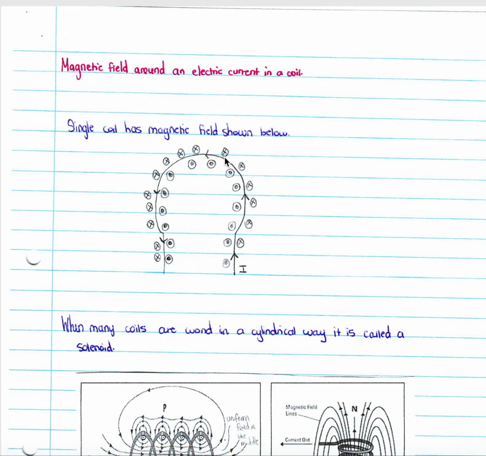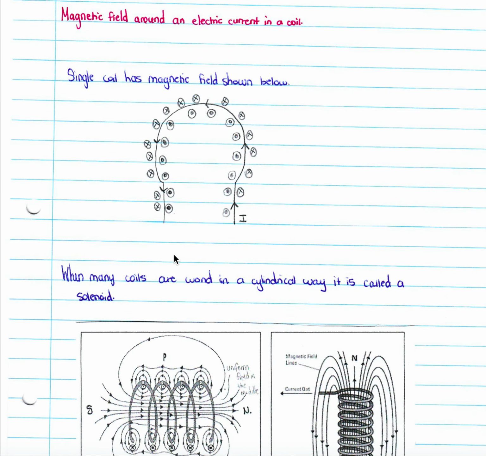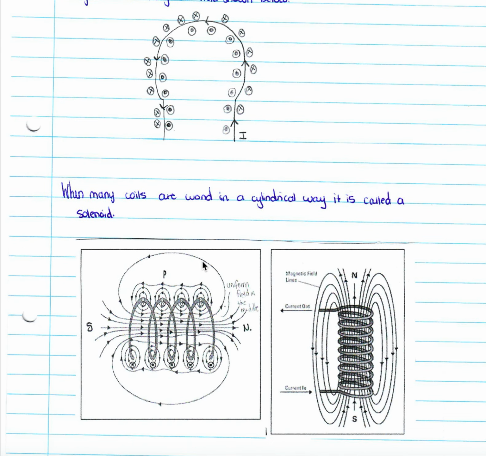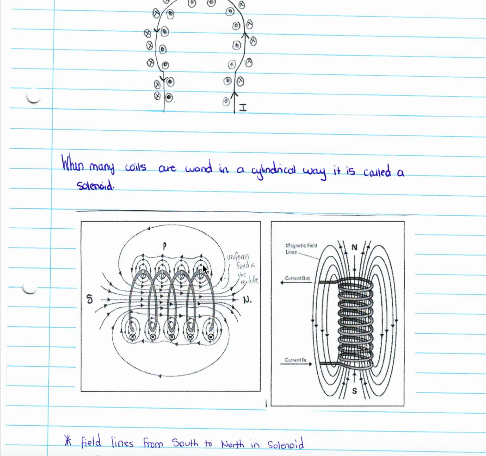And it will do the same thing all the way around. If we grab it over here, we point our thumb down and we can see it's moving away from us over here and towards us over here. Now, when many coils are wound in a cylindrical way, it is called a solenoid.